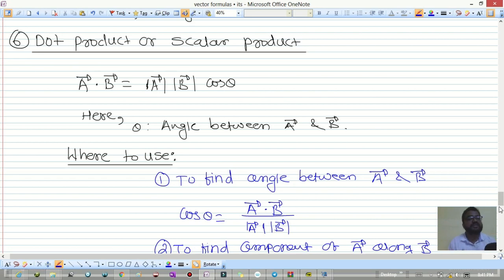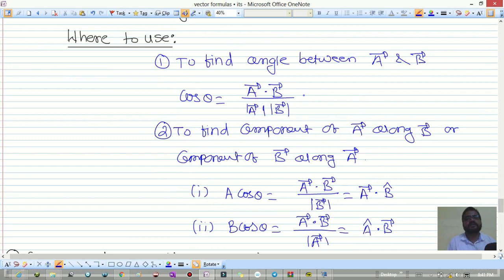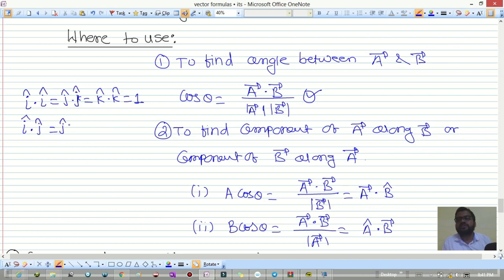So to find the angle between a bar and b bar, use the dot product, that is a bar dot b bar. How to find a bar dot b bar? For this, do remember i hat dot i hat, j hat dot j hat, k hat dot k hat must be equal to 1, and all other combinations, i hat dot j hat, j hat dot k hat, or k hat dot i hat must be equal to 0.